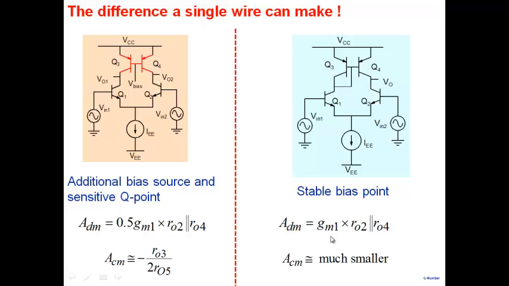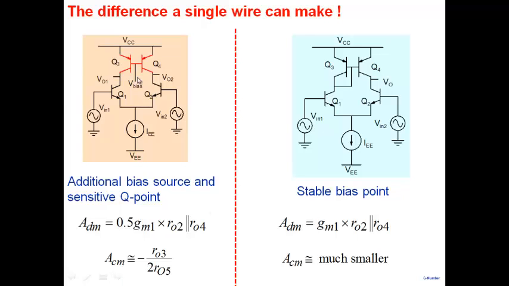The other one is differential gain, which we saw was GM1 times R02 parallel R04. If we do the calculation, differential mode gain is half as compared to this particular stage here. And common mode gain we can calculate from here. It's R03 by 2 R05 here. While for common mode gain, we couldn't derive an expression because it requires a much more exact analysis without making approximations. And for common mode gain, all that we are saying is it's much smaller as compared to this particular stage here.